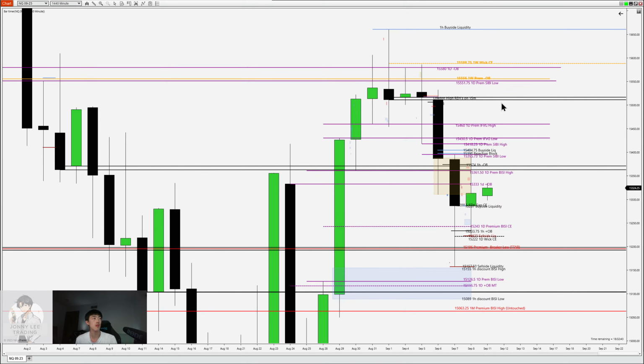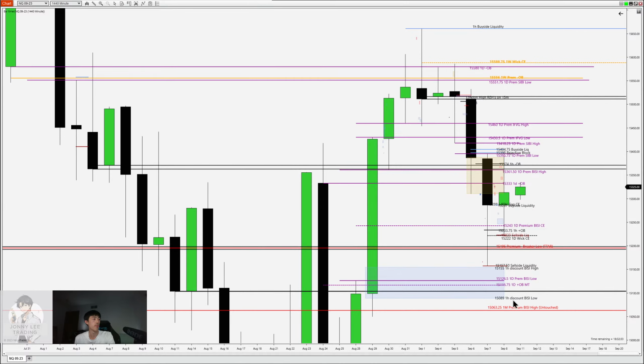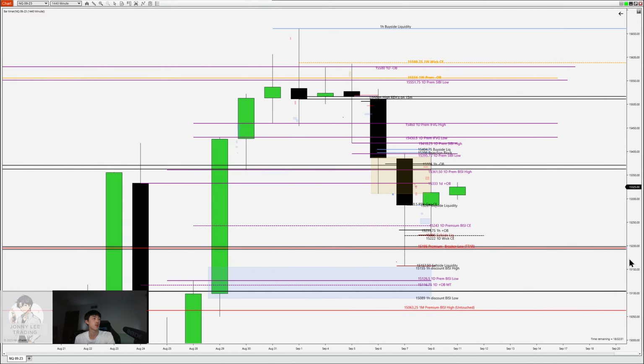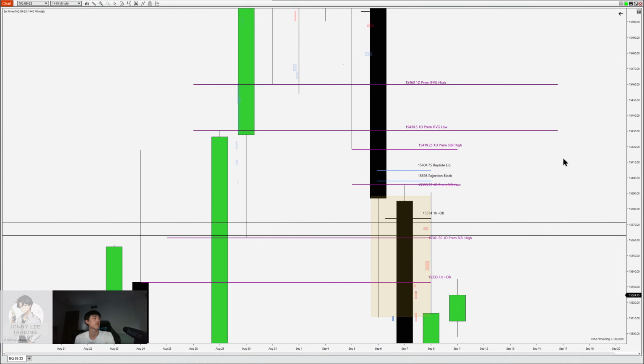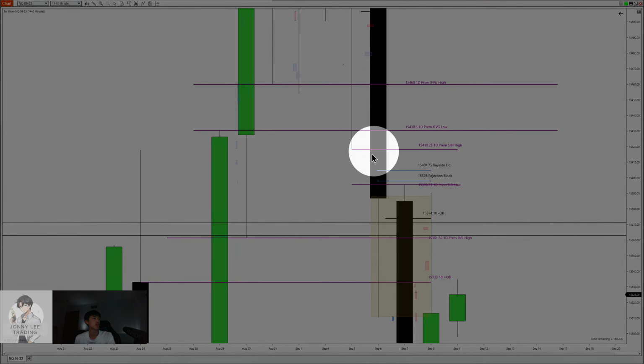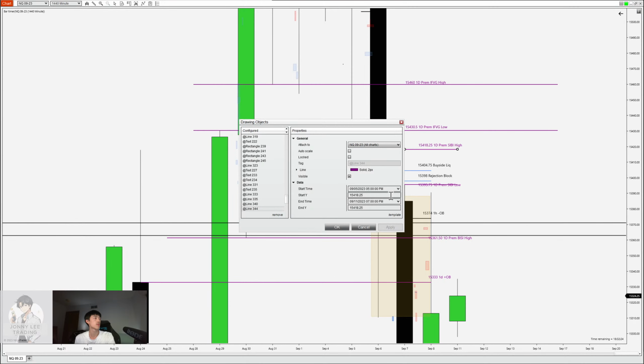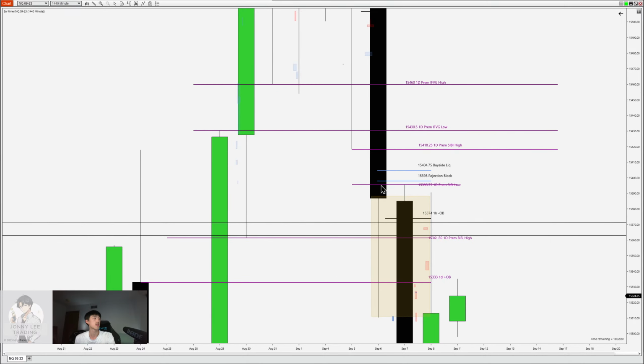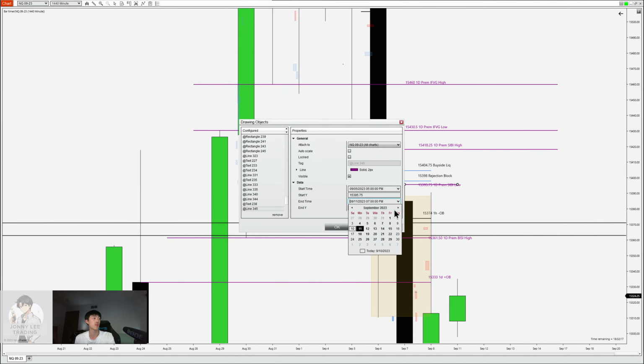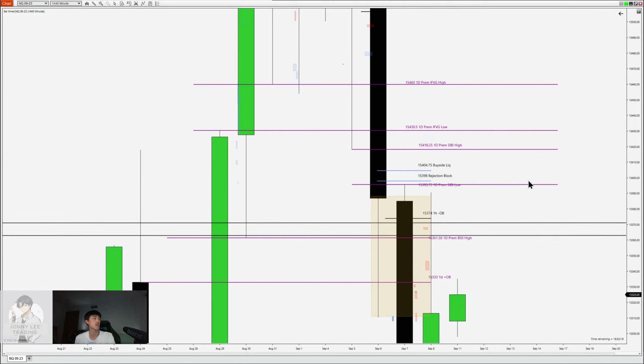So I think what we'll do is, on the daily, we have that inversion fair value gap, but what formed during the week on the daily chart? You see this sell side imbalance that formed? I'm going to extend that into this week as well, because I want to see those higher time frame levels on my lower time frame charts. So I've got that there.